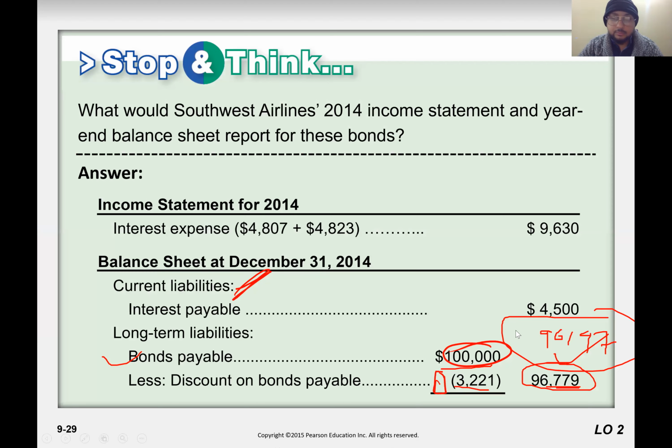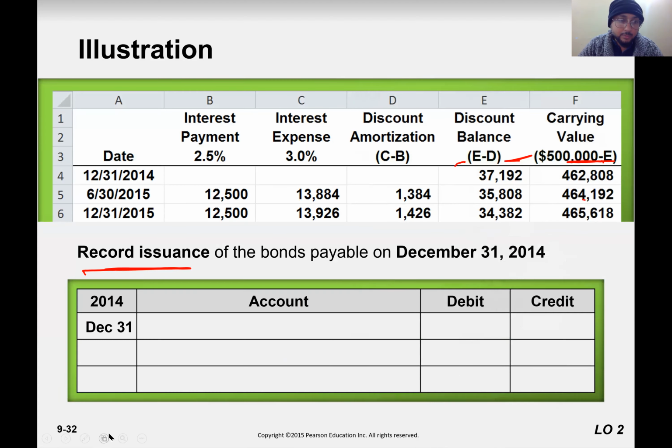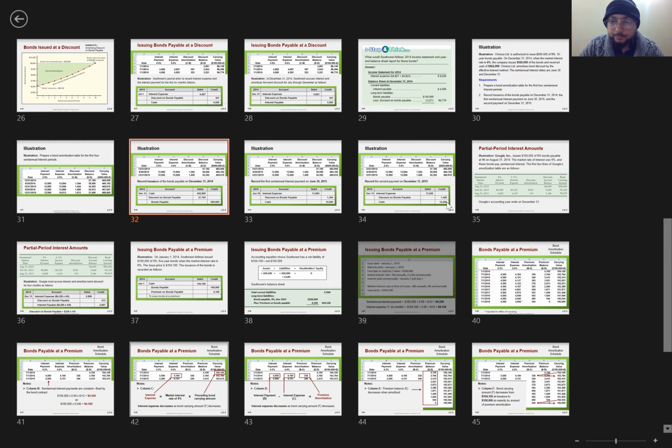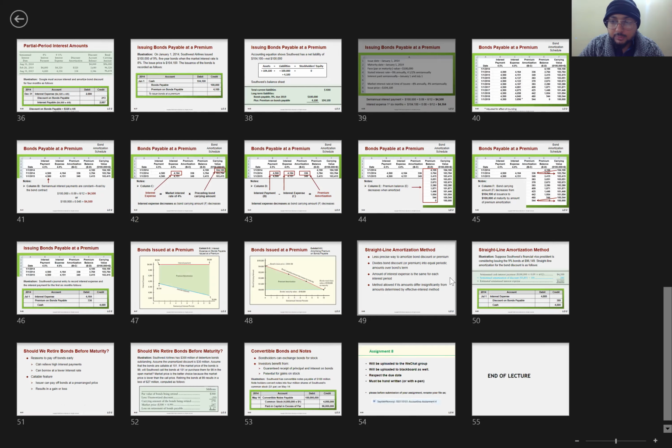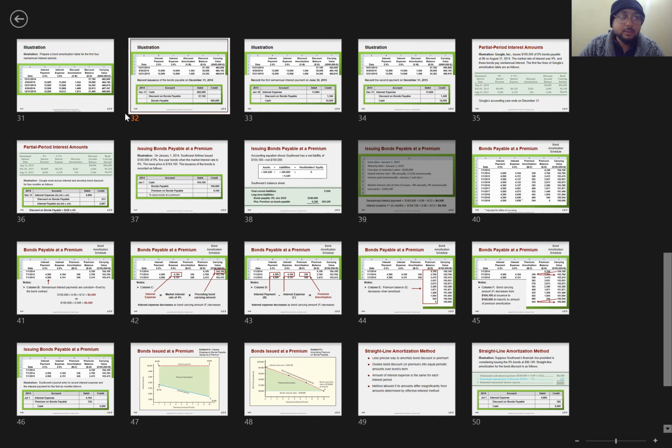What happened here? Where are we? Cash received. Where are we?